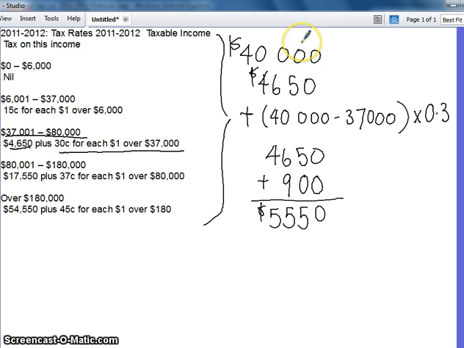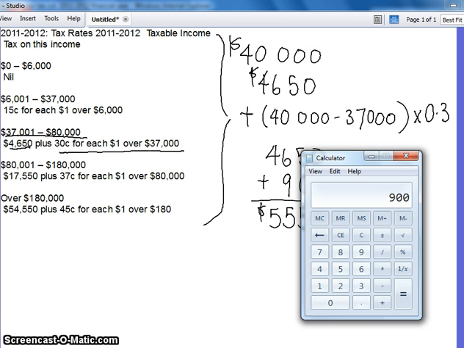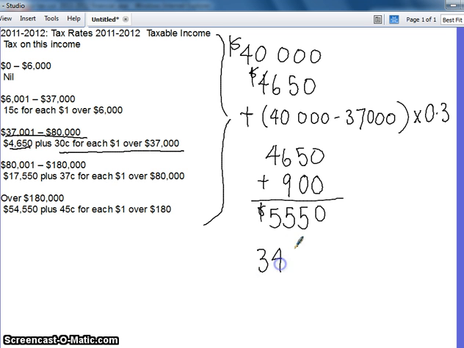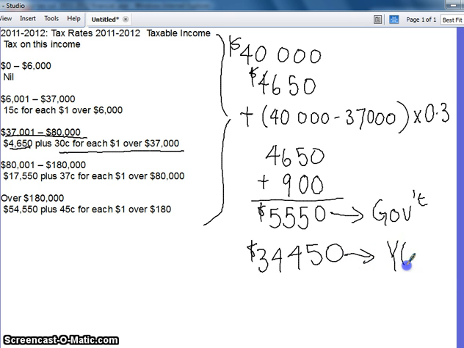Instead of taking $40,000 home with us, we're only taking $34,450 home. This goes to the government, and this goes to you. Alright, and that's how we use tax tables.